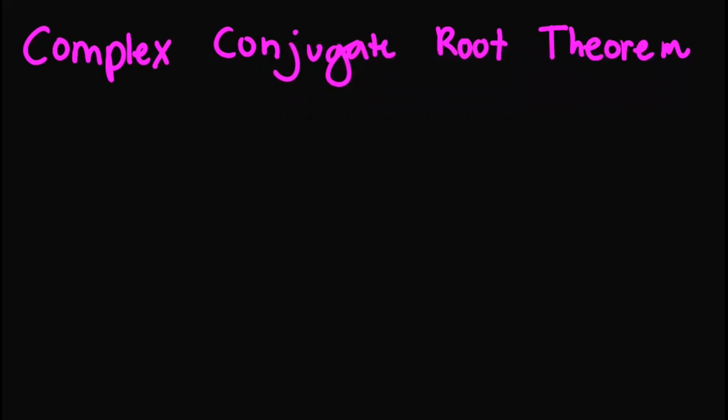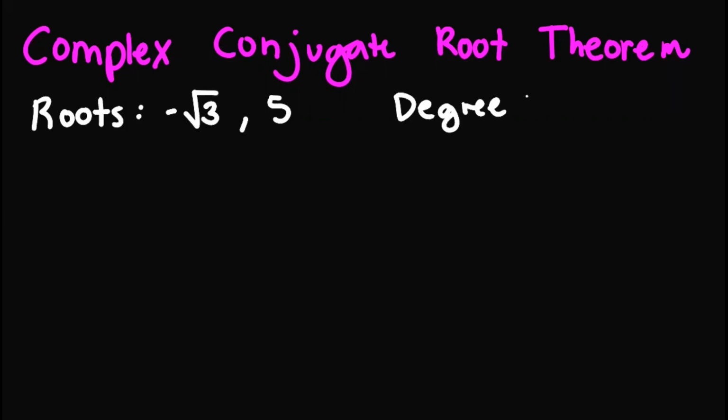Let's have this next example. If we have the roots to be negative square root of 3 and 5, and we are tasked to find a degree 3 polynomial equation, how do we solve this one? Again, by the complex conjugate root theorem, we know that since we have a radical out here, its partner must also be here, which is square root of 3. And now we have 3 roots, which matches our degree of 3. So we can now find the polynomial equation.